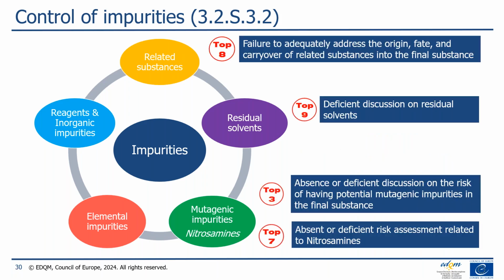This section is rather rich in top deficiencies, because these are some of the recurring situations that we find in our everyday assessments: failure to adequately address origin, fate, and carryover of related substances into the final substance; deficient discussions on carryover of residual solvents; top 3, mutagenic impurities, ICH M7; and top 7, absence or deficient risk assessment for nitrosamine impurities.